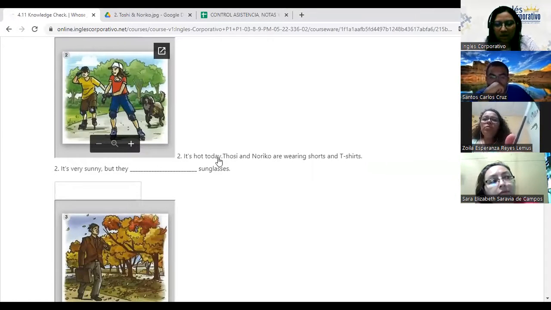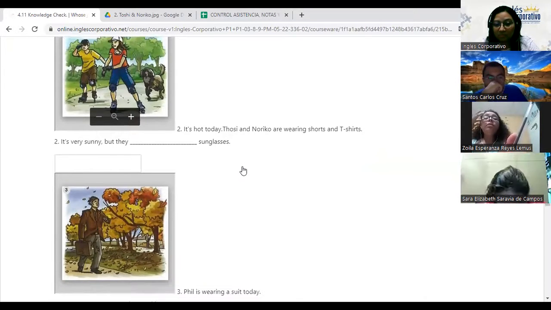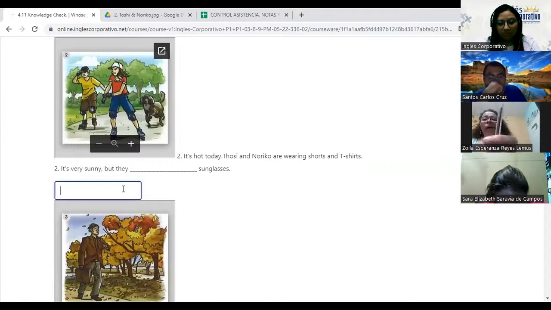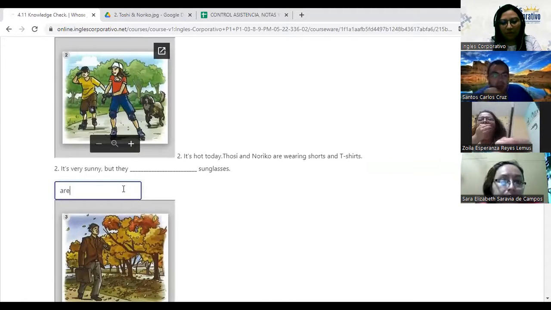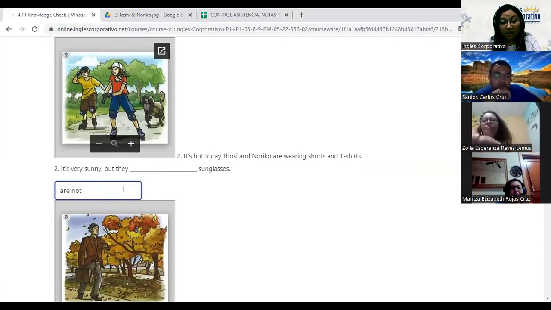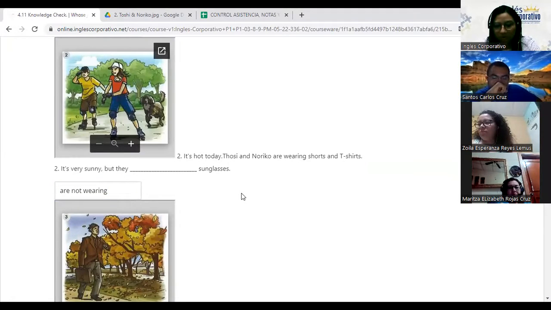It's hot today. Taoshi and Noriko are wearing shorts and shirts. It's very sunny, but they... They're not wearing... ¿Es afirmativo o negativo? Negativo. Oh, exactly, because they are not wearing sunglasses. Very good job.